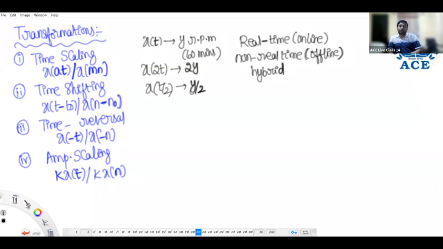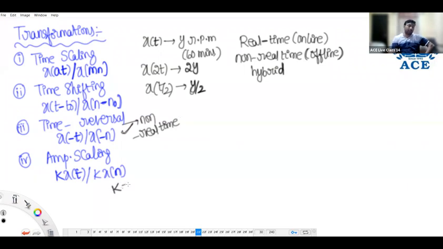What is hybrid? Before 2 or 3 days, some experiment was started, still we did not get the output. Hybrid means a combination of real time and non-real time. Time reversal comes under non-real time operation. In real time, there is no meaning for negative values. So time reversal comes under non-real time.